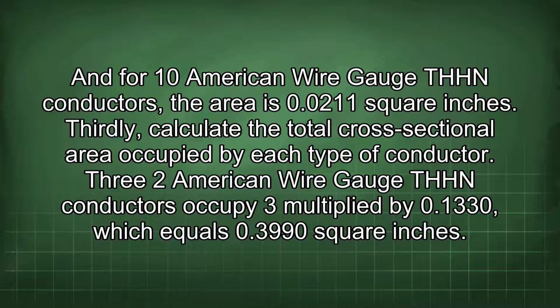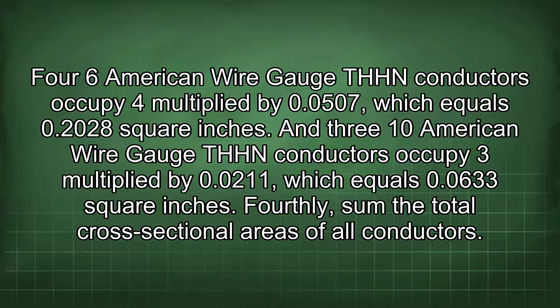Thirdly, calculate the total cross-sectional area occupied by each type of conductor. 3 2 American wire gauge THHN conductors occupy 3 multiplied by 0.1330, which equals 0.3990 square inches. 4 6 American wire gauge THHN conductors occupy 4 multiplied by 0.507, which equals 0.2028 square inches. And 3 10 American wire gauge THHN conductors occupy 3 multiplied by 0.211, which equals 0.633 square inches.